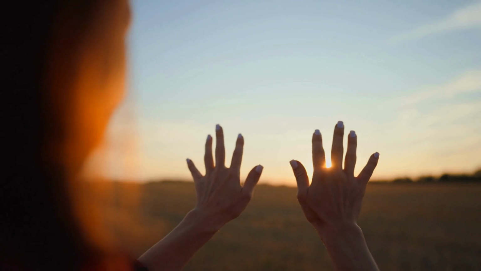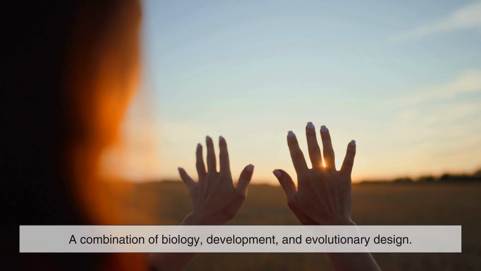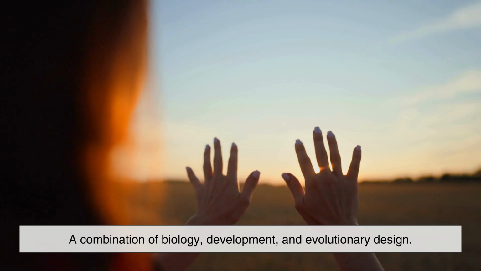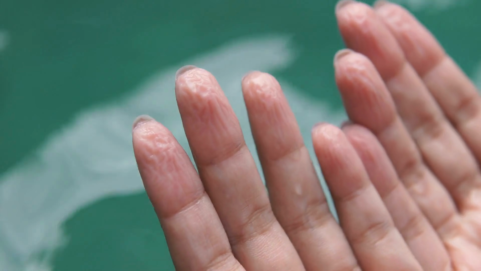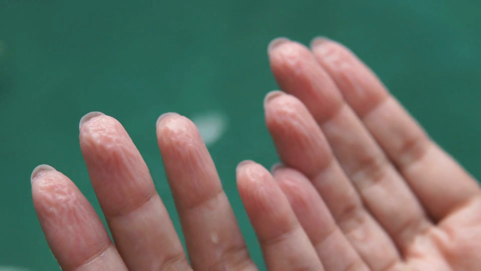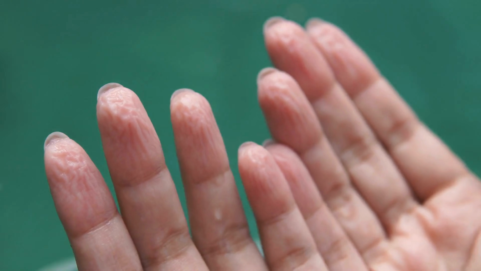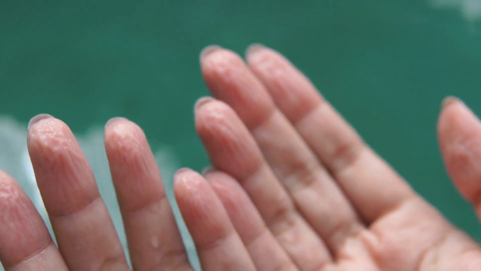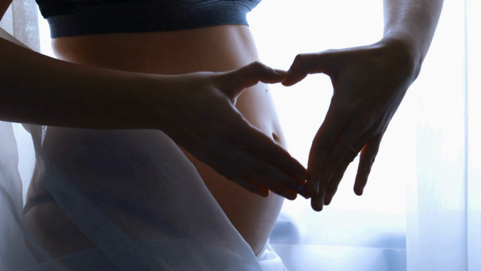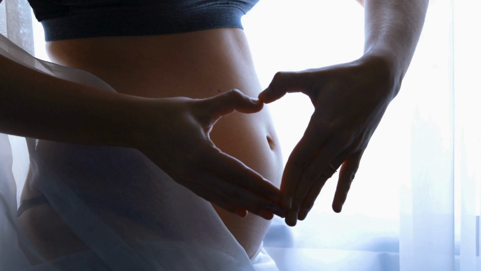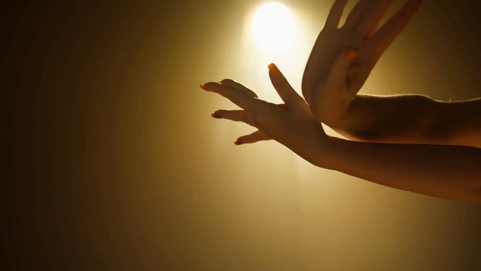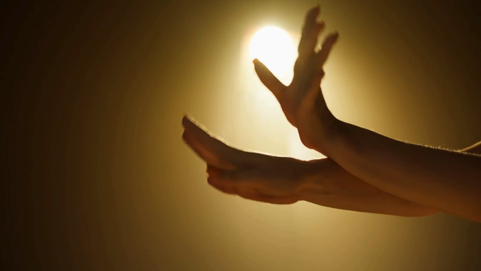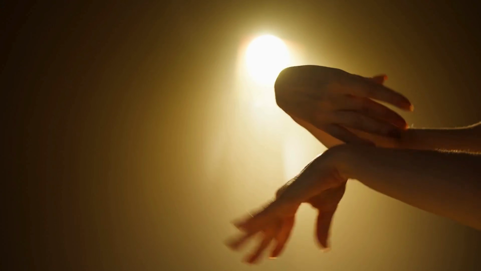When you look down at your own hands, you are seeing a combination of biology, development, and evolutionary design. Those lines are not mystical predictions of the future, but they are still remarkable in their own way. They formed before you were born, shaped by tiny movements inside the womb. They help your hands bend, grip, and interact with the world around you every single day.